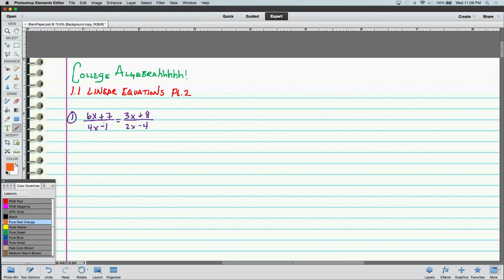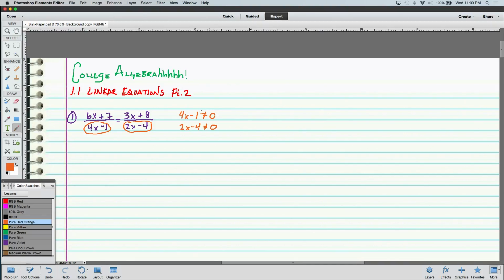What this means is that the denominators that have the variable in them cannot equal 0. So x is not allowed to be any number that is going to make a denominator 0, and that would be a restriction. So 4x - 1 cannot be equal to 0, and also 2x - 4 cannot be equal to 0. So we need to solve this. What are the values of x which would make the denominator 0?